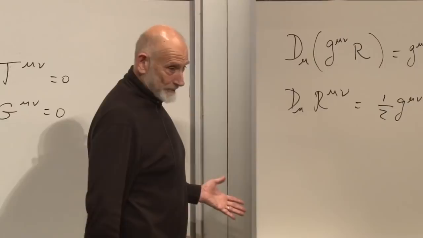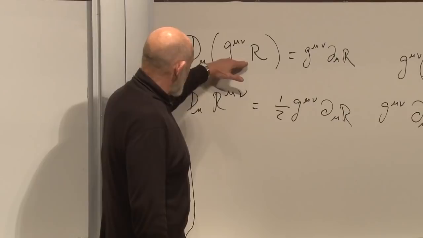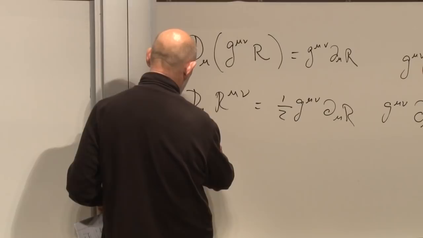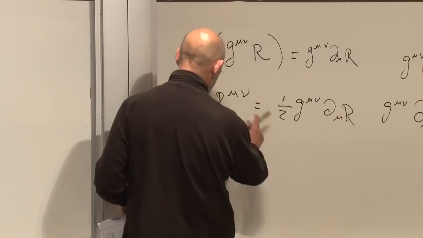If we take g mu nu r and subtract off 1 half r mu nu, or better yet, take r mu nu and subtract off, is it 2 or 1 half? Okay, so what do I know? I know that the derivative of r mu nu is equal to 1 half. Yeah, I think I got it right.